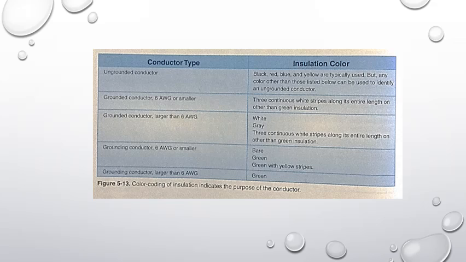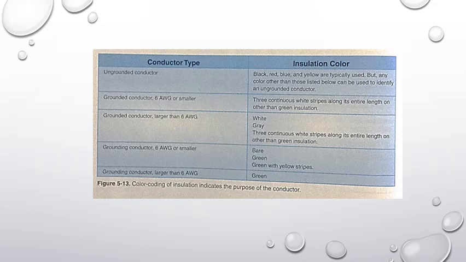310.15b16, which used to be table 310.16, but it has changed. The number is now 310.15b16. And this table is the allowable ampacities of insulated conductors rated up to and including 2000 volts at 60 degrees C through 90 degrees C, which note that is 140 degrees Fahrenheit through 194 degrees Fahrenheit.